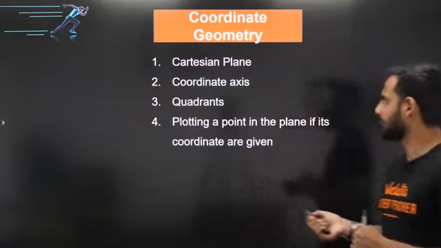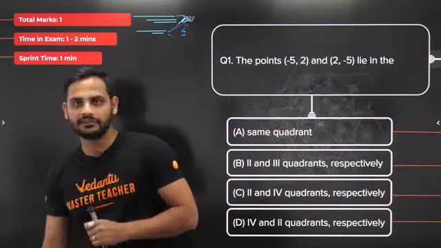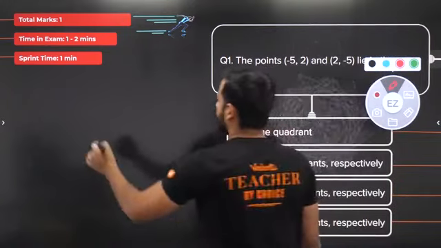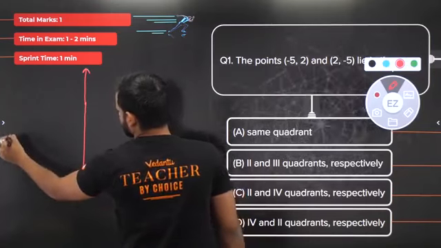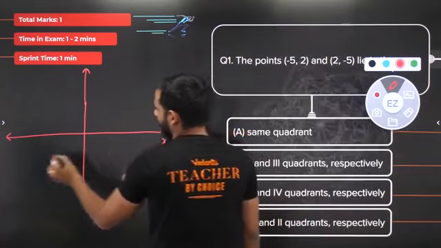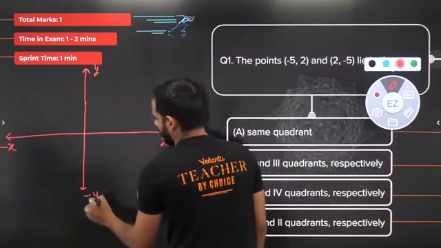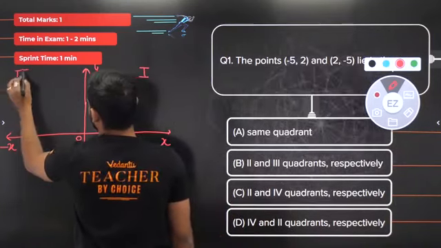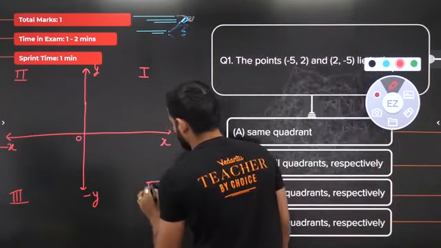So let's move ahead. The first question we have is: the points (-5, 2) and (2, -5) lie in which part? For better understanding, I'll draw a graph sidewise. This is your positive x-axis, this is your negative x. This is your positive y, this is your negative y, and this is your origin. This is your first quadrant, this is your second quadrant, this is your third quadrant, this is your fourth quadrant.